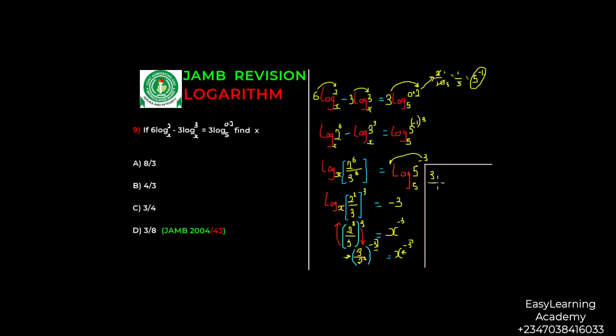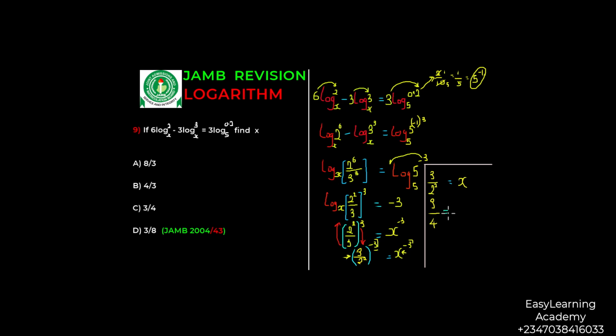3 over 2 raised to the power of 2, that will be equal to, of course what we have here is x. And solving that out, we still have 3, and 2 raised to the power of 2 is 4, equal to x.